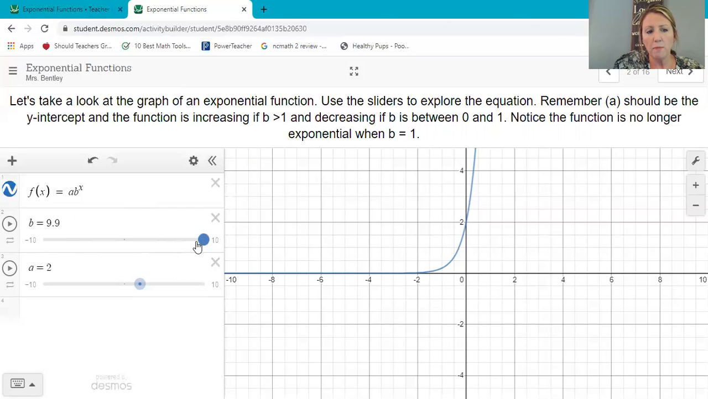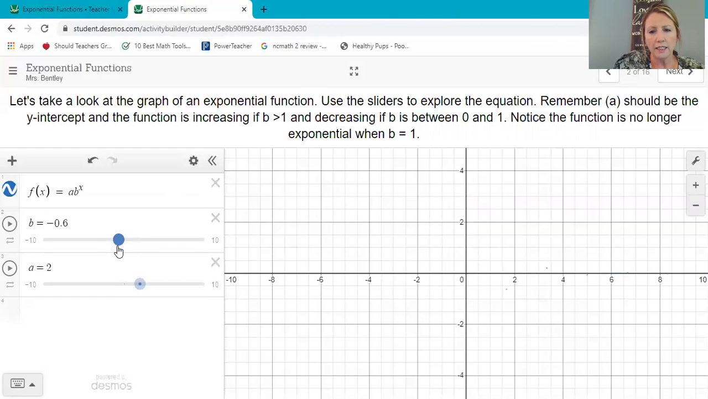Now, if I drop the b value less than 0, or actually less than 1, that's when we're going to see decay. So notice now the graph changes directions. Now our graph is curving downward from left to right. So this is an example of exponential decay, or we could say this is a decreasing function.